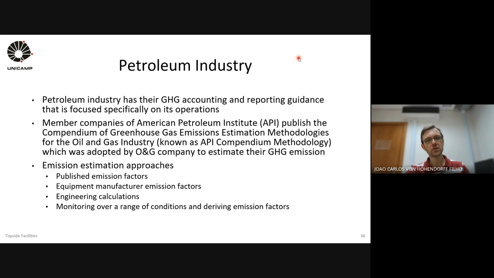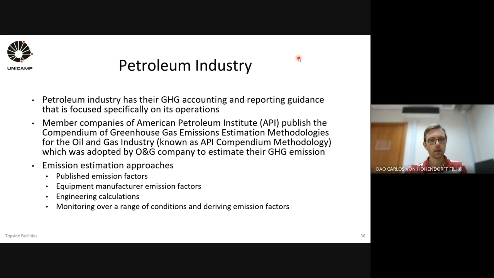We will discuss a bit what is behind these guides. If you are more interested in these values, you can look up the API Compendium methodology. You can get it on the internet.